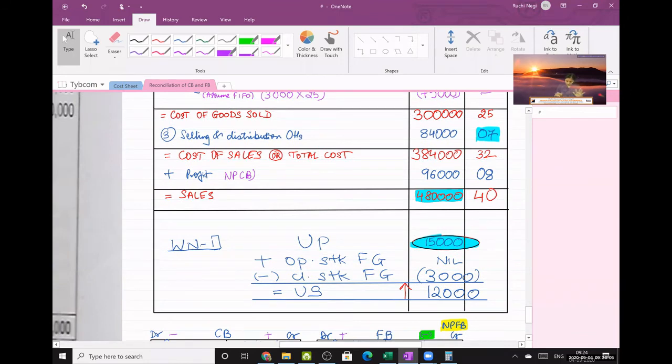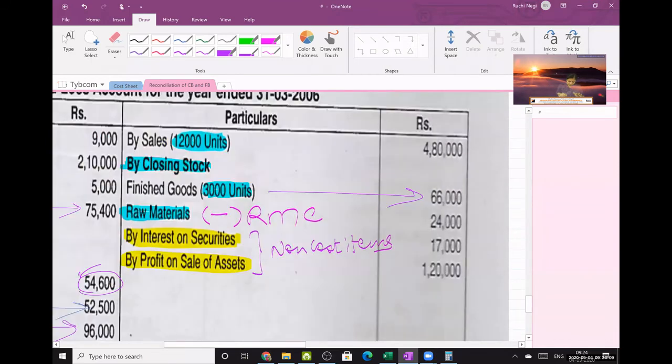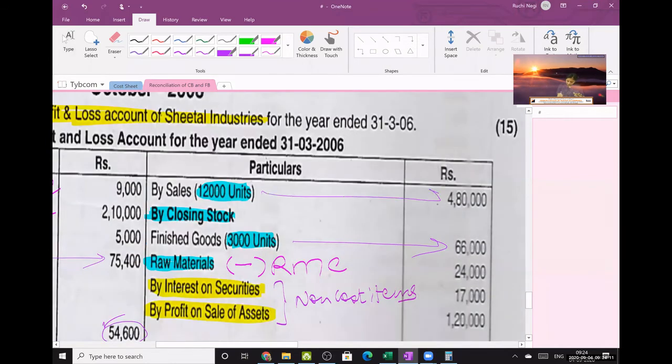We will see profit later. Sales is 4,80,000, and how much is sales in trading? 4,80,000. This will not need reconciliation: 4,80,000 minus 4,80,000 is 0. So there is no need for reconciliation of this particular item of the cost sheet.